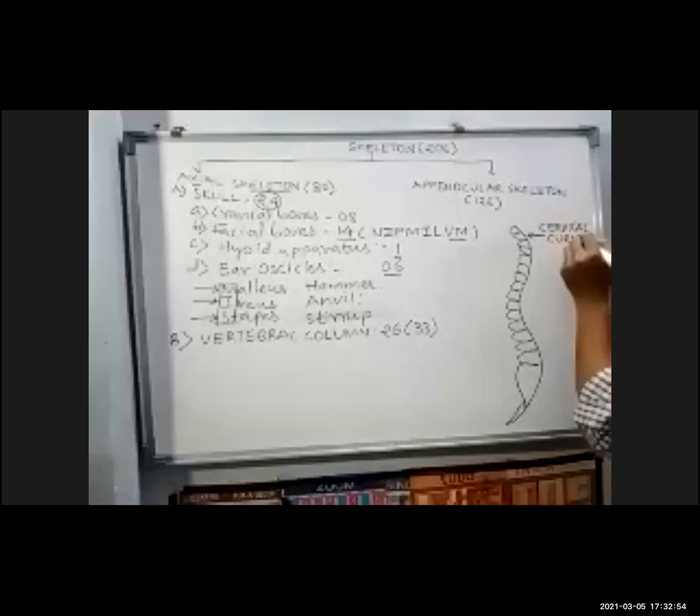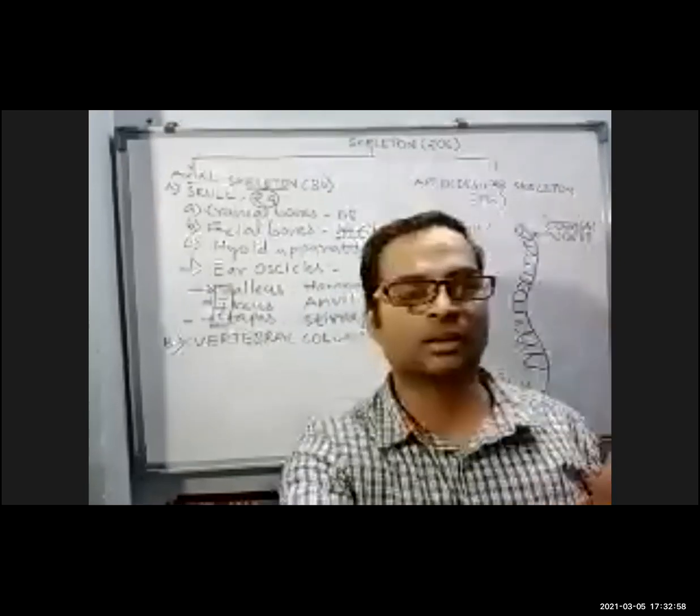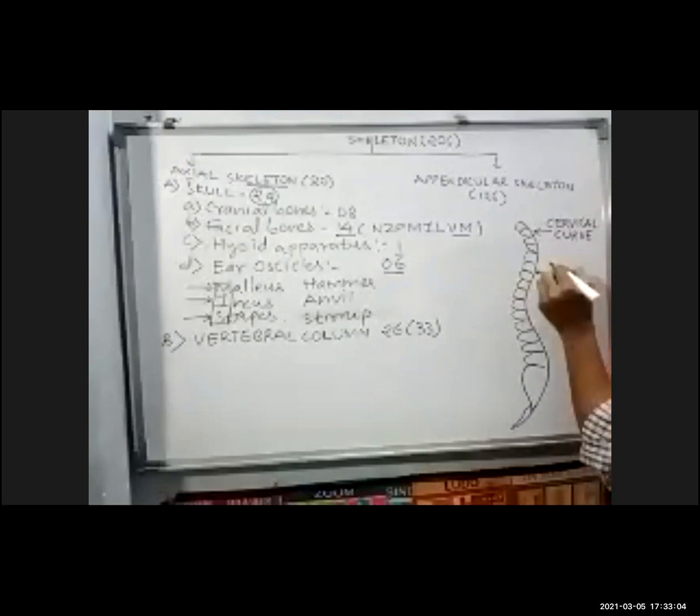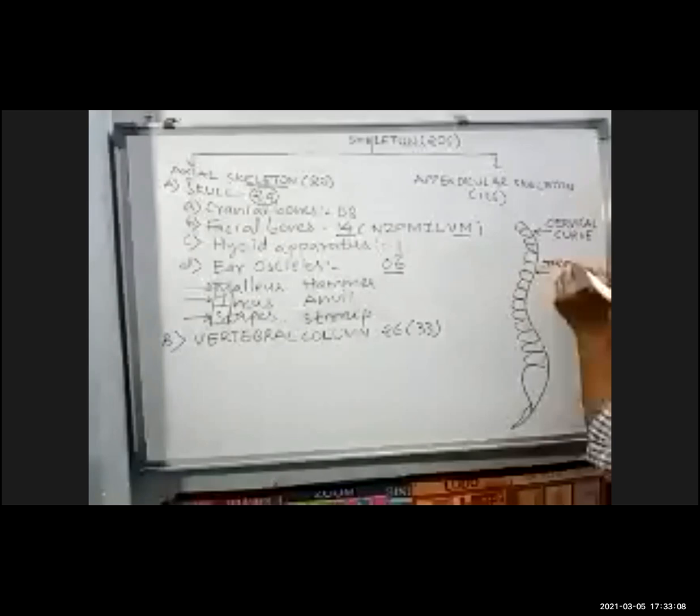समझ में आ रहा है? The first curve is called a cervical curve or cervical curvature, followed by the next curve. ये हो गया neck. Now we have got a chest. Chest is referred to as a thoracic curvature. This will be called a thoracic curvature or thoracic curve.